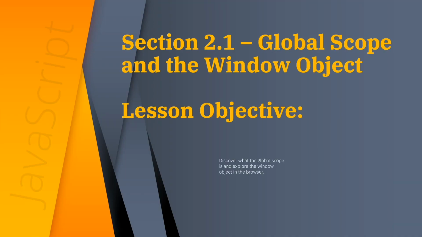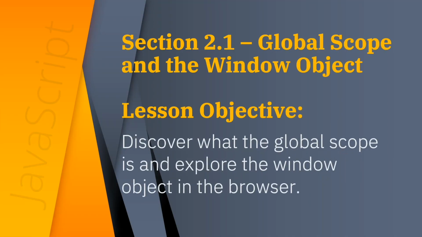This video is section 2.1 of the JavaScript course. It focuses on discovering what the global scope is and exploring the window object in the browser.